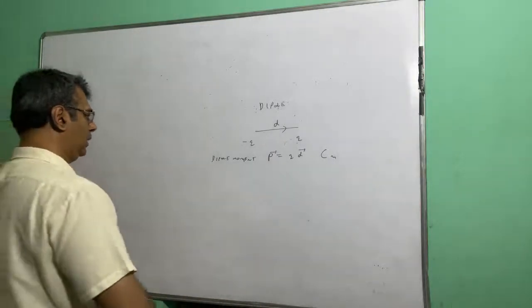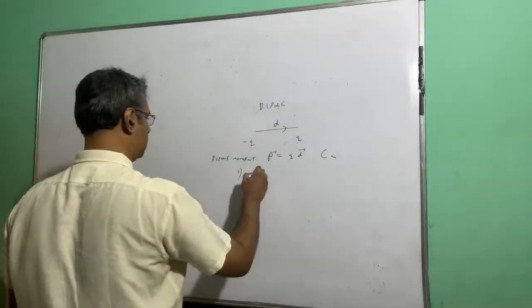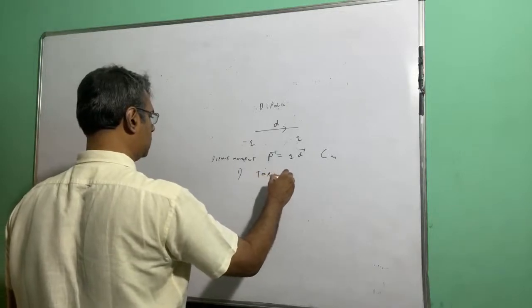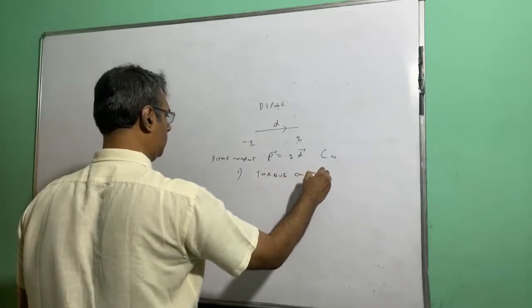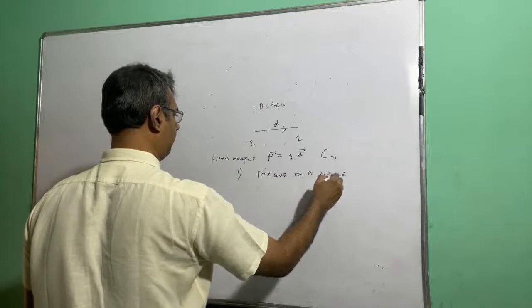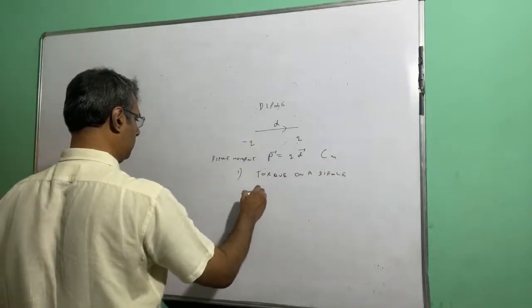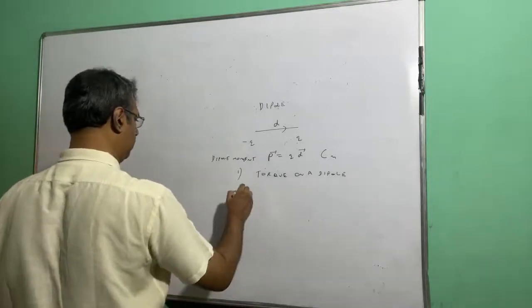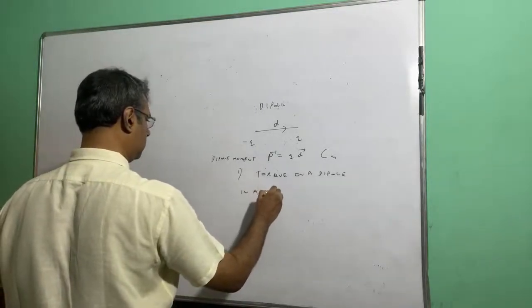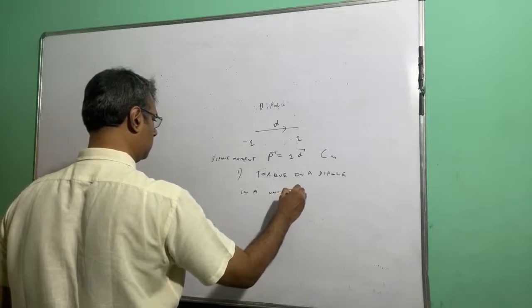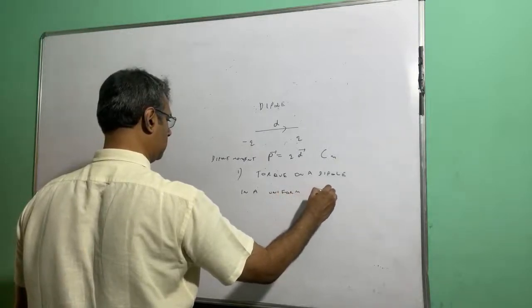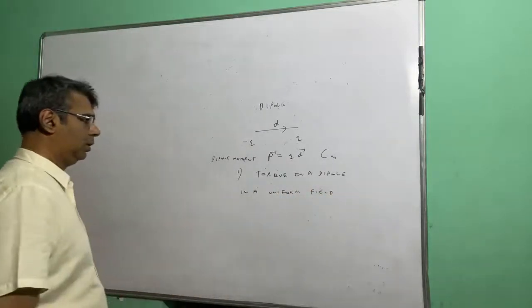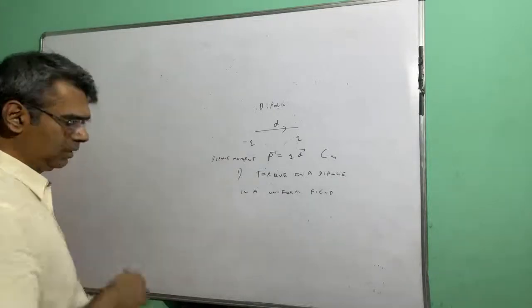Now in dipole, there are two very important formulas. Number one is the torque on a dipole in a uniform field.